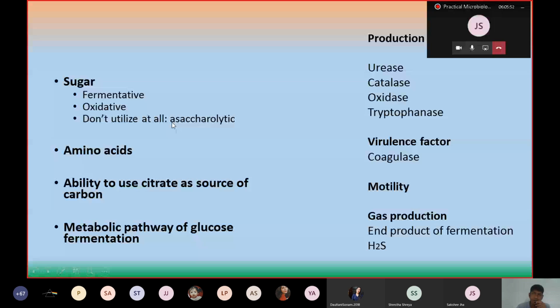Same with amino acid. In a media, we use a particular type of amino acid and see whether that amino acid is used or not. Similarly, their ability to use citrate as a source of carbon. Now, here you have to remember why we need the carbon. What happens if we don't have any carbon at all? Now think biochemistry. What are our biomolecules made up of? Almost all have carbon.